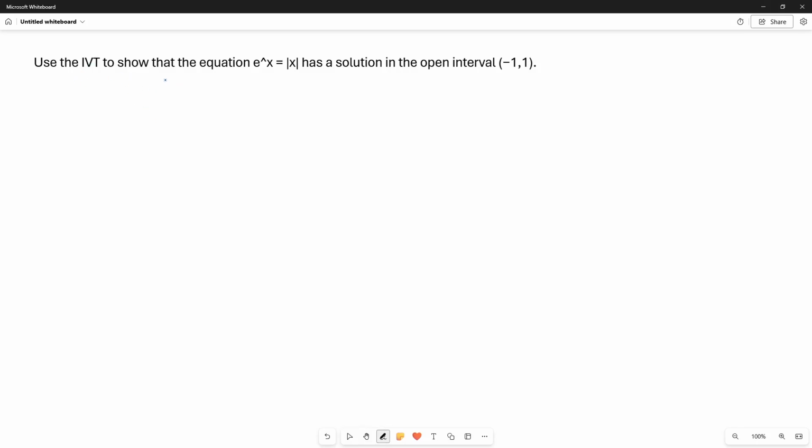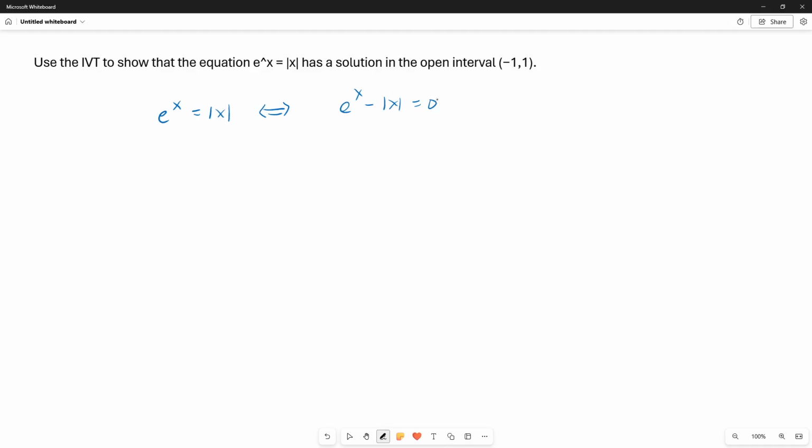Use the intermediate value theorem to show that the equation e to the x equals the absolute value of x has a solution in the open interval from -1 to 1. So let's take this equation and rewrite it in a form that has a number on one side. So let's just subtract the absolute value of x to the other side.